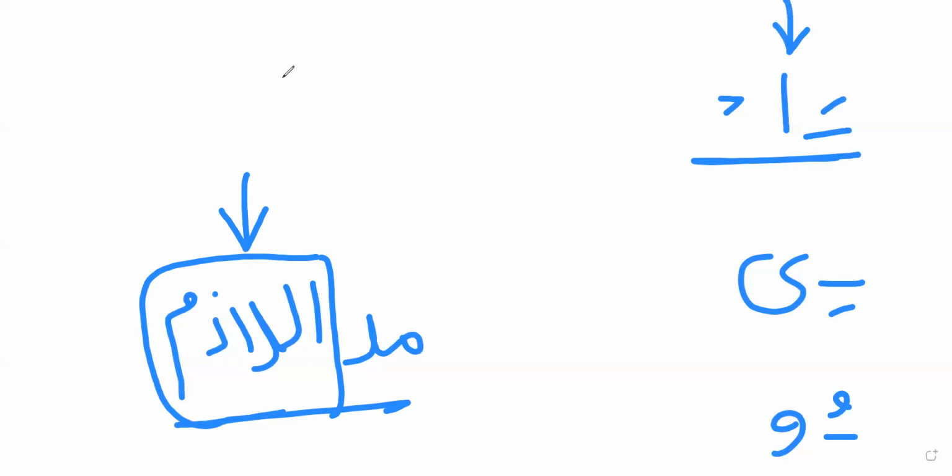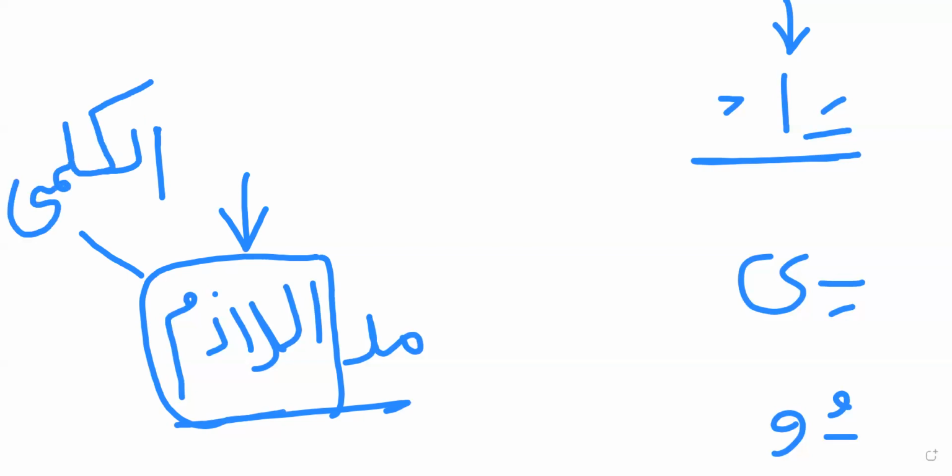Then this mad al-lazim is further divided into al-kalimi and al-harfi. Do you know the difference between a kalima and harf? How would you translate a kalima in English and harf in English?